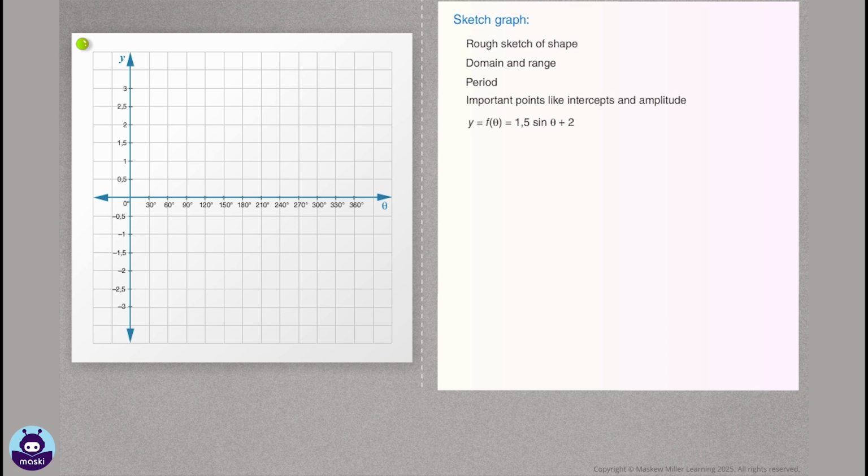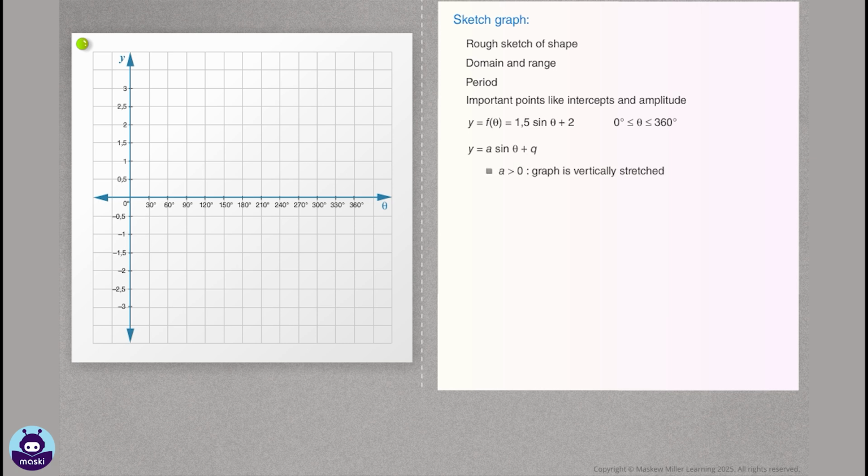Let us sketch the graph of the sine function y equals f of theta equals 1,5 sine theta plus 2 for 0 degrees less than or equal to theta less than or equal to 360 degrees. First, examine the characteristics of the given equation by comparing it with the standard form of sine function y equals a sine theta plus q. Here, a equals 1,5 and q equals 2.